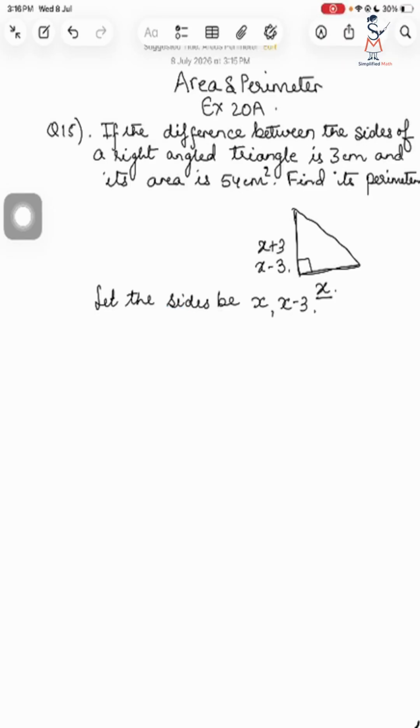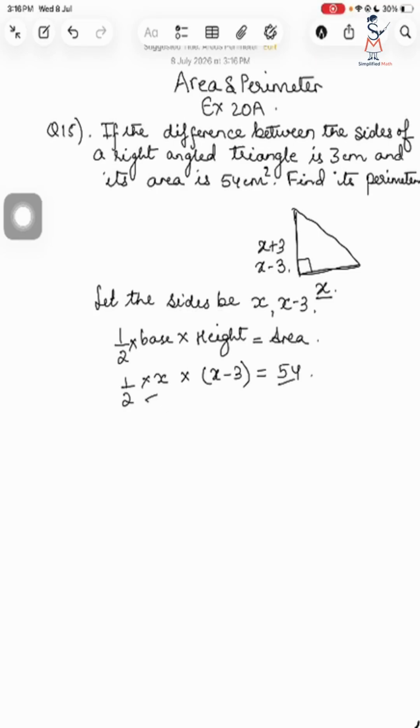This base is x and the perpendicular is x minus 3. So we know half base into height is my area. Fine. So half, base is x and height is x minus 3, is the area, that is given as 54. So 2 goes up over here and it becomes multiply. x into x minus 3 is equal to 54 into 2.